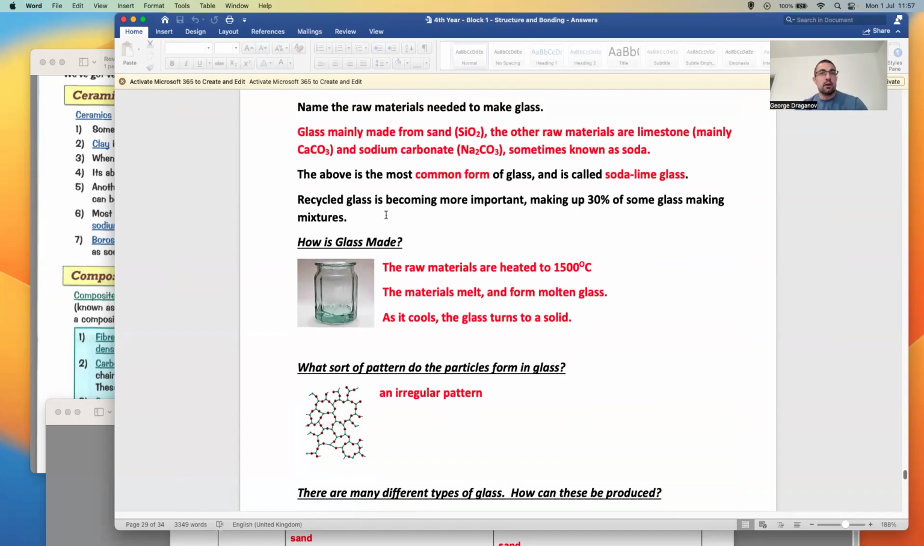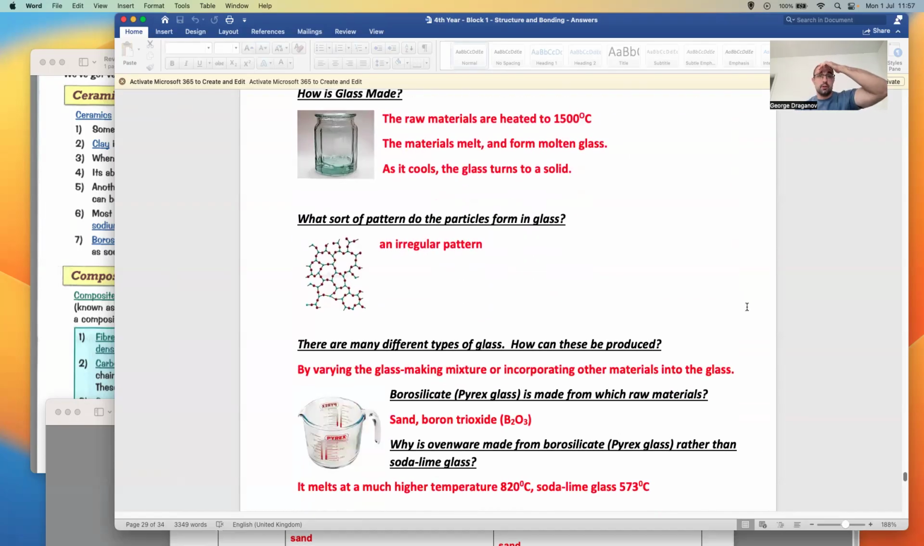Side note, recycled glass is becoming more important, making up to 30% of some glass making mixtures. So they're recycling glass, like your glass bottles. Now, as I said, there's different types of glass. There's soda lime glass, which we just did.